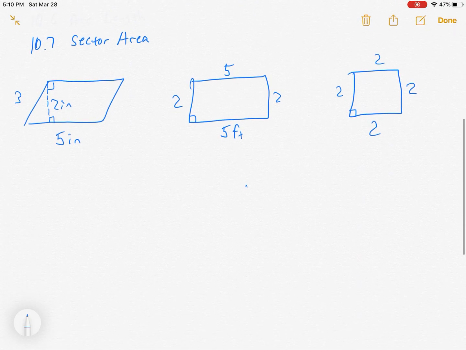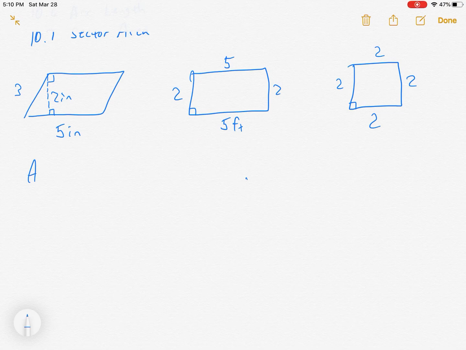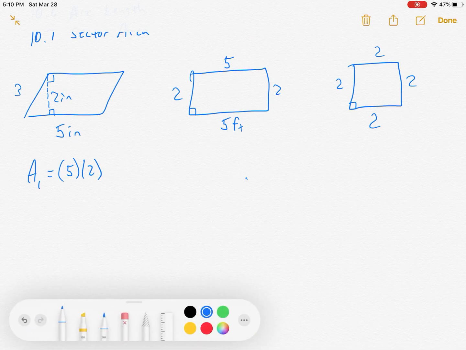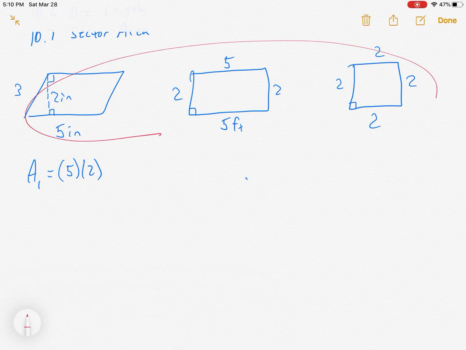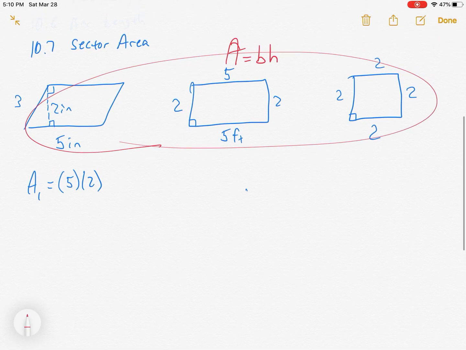So if I want to find the areas of these, the first one, called shape 1, would just be 5 times 2, because it's base times height. For all of these, the reason I'm grouping these together, these are all base times height. And when you hear base times height, it's always distances that are perpendicular to one another. So notice perpendicular, perpendicular, perpendicular. So there we go, base times height.